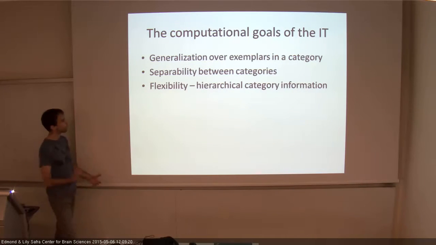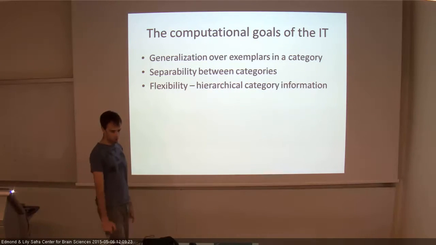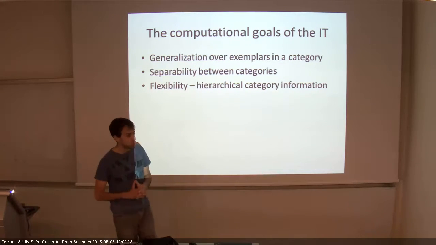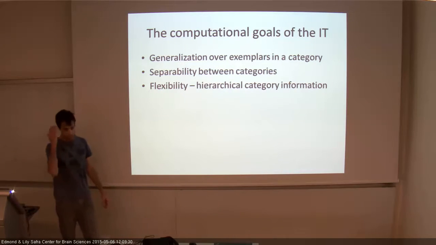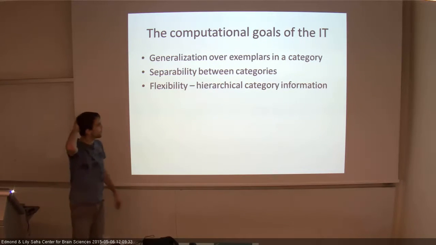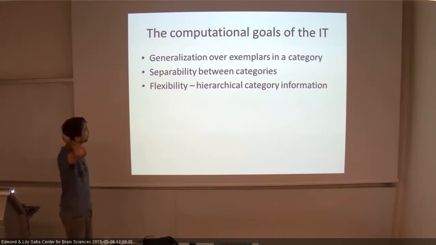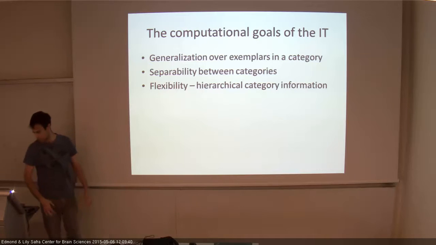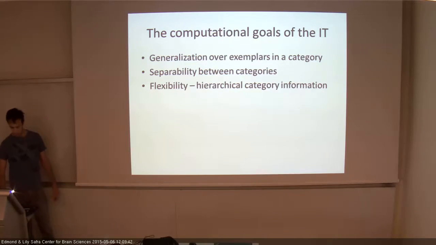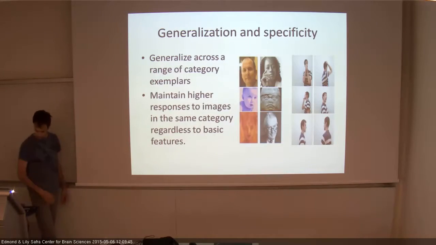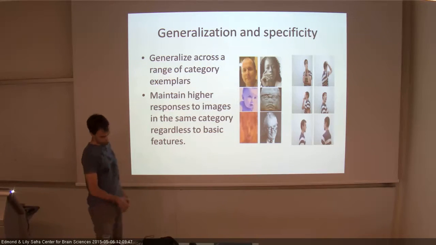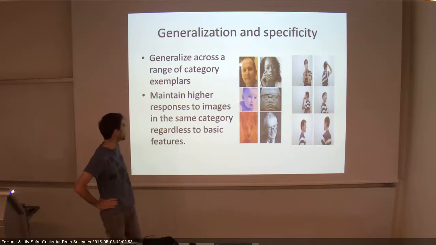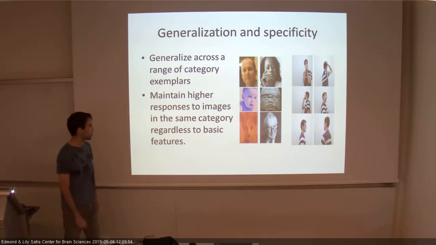And there is a question about what the computational goals of IT are in terms of visual categorization. So in our review, they determine three important goals: generalization over exemplars, separability between categories, and flexibility. We'll talk about each and every one of them now. So what is generalization? When I'm talking about generalization, I mean maintaining a high response to images in the same category, regardless of basic features.